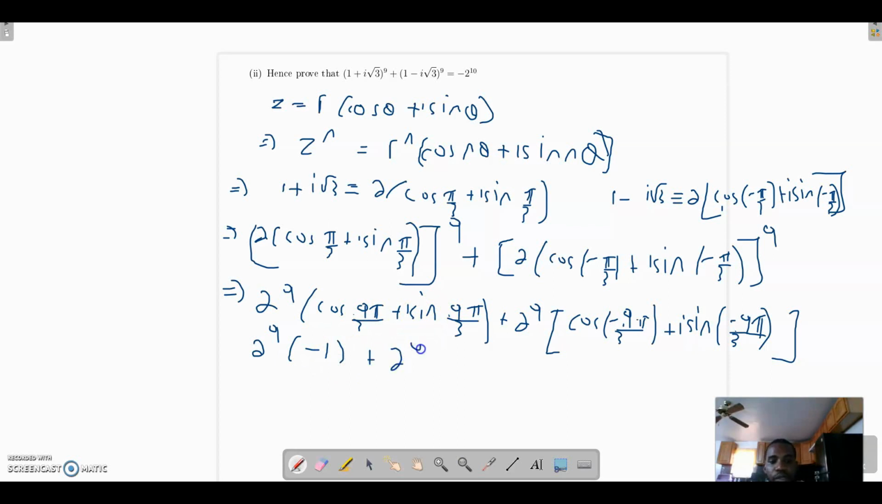So this is plus 2 to the 9. In bracket, I'm also going to get negative 1 plus 0, right? Now, what do you do here? You're going to have negative 2 to the 9 minus 2 to the 9. You have 2 of it. So you have negative 2 times 2 to the 9. So by laws of indices, you add the power, right? So you're going to have minus 2 to the 10 QED, because it was a proof question.